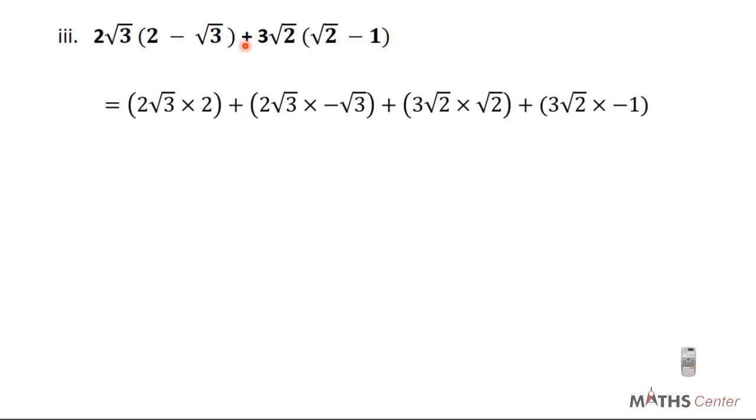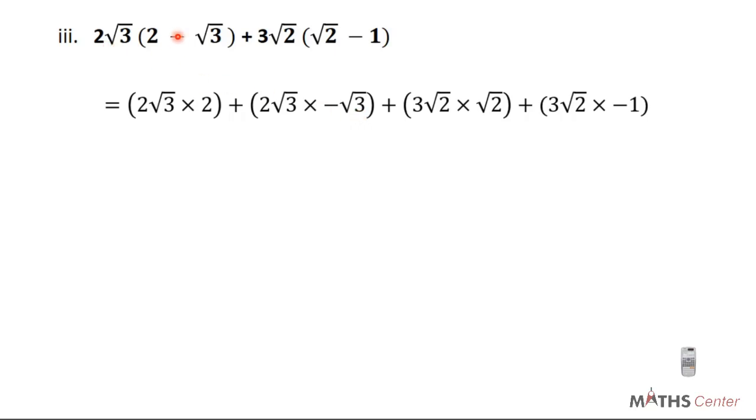So let's begin with the first one. The term here is 2 root 3. So you multiply that with the first term here. So 2 root 3 times the first term here, which is 2. Then after you close the brackets, you bring your addition sign. Then you open another bracket. We have 2 root 3 multiply the term inside the bracket, which is negative root 3. So 2 root 3 times minus root 3 in one bracket.